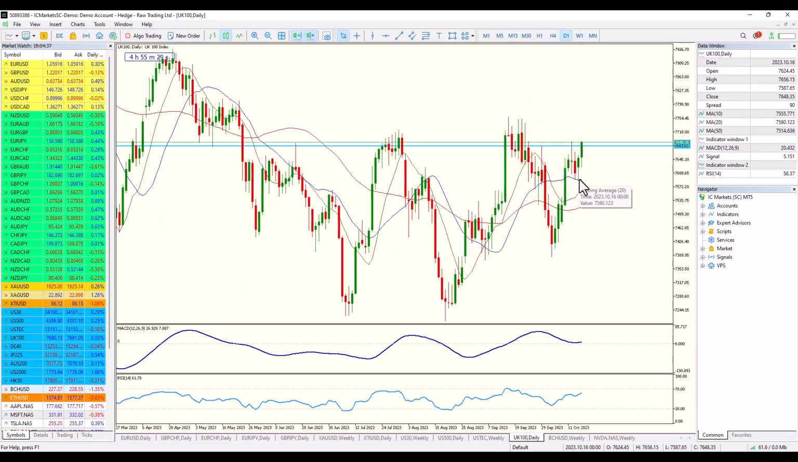We've got the UK 100 as well here, trying to head a little bit higher. That also looks nice and bullish. So that's coming from a non-US market.